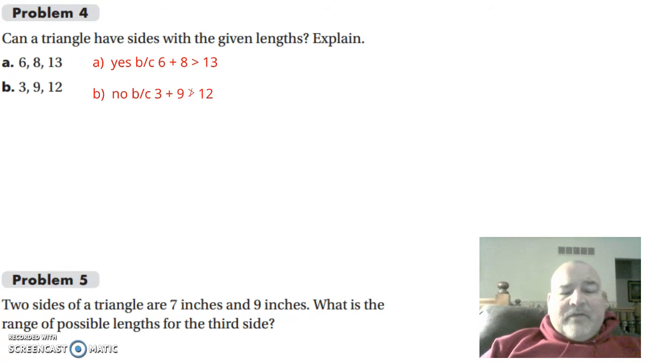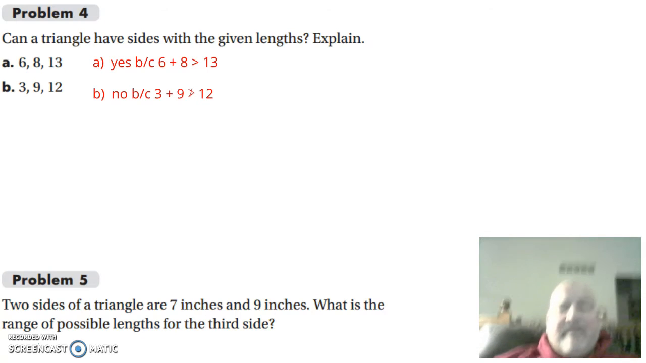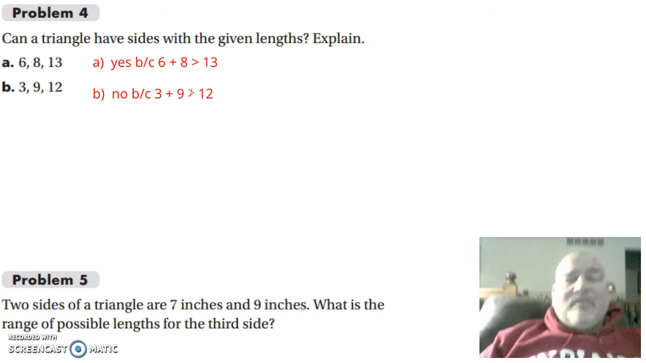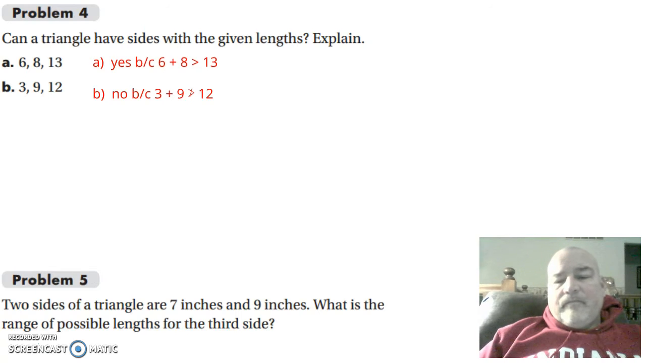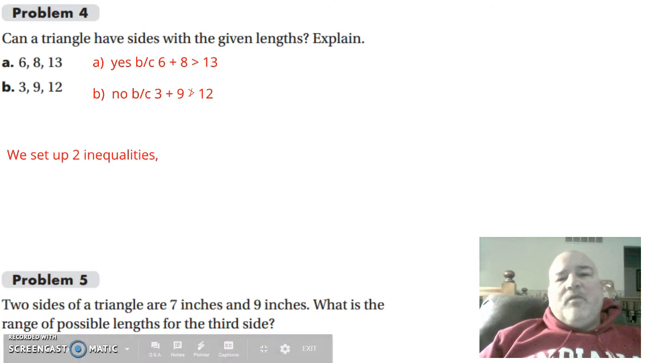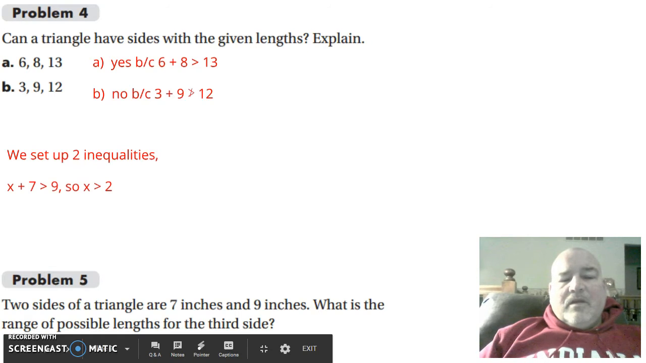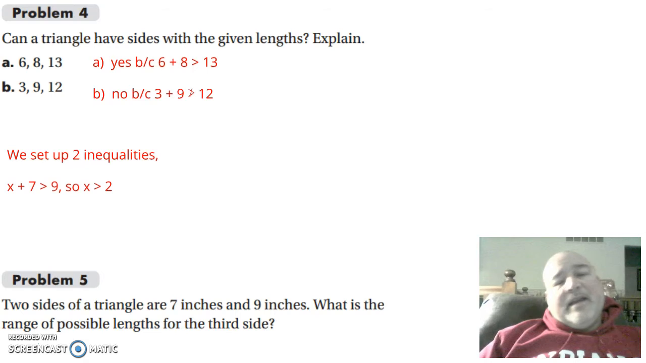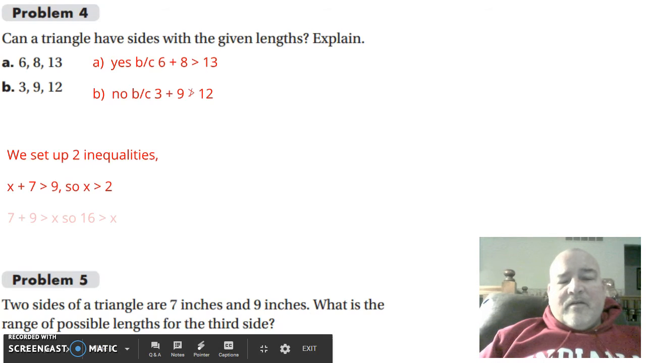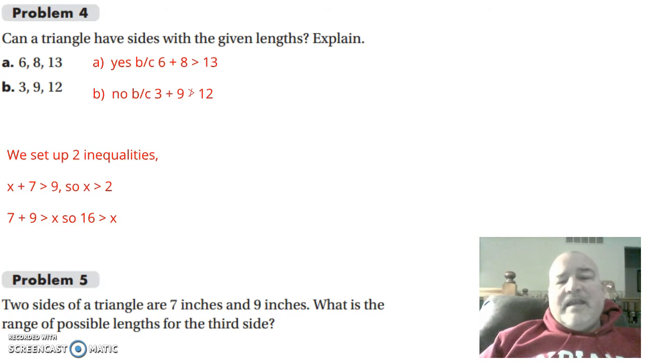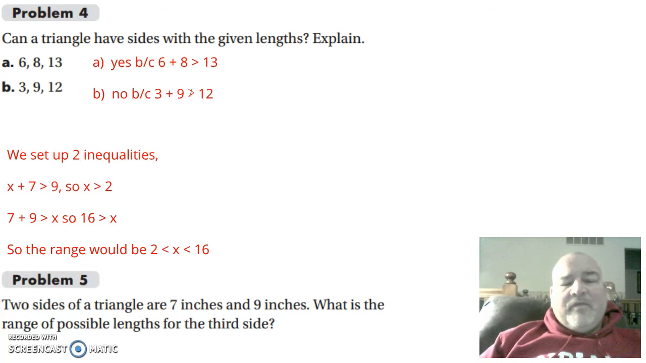The other thing I expect you to be able to do: two sides of a triangle are 7 inches and 9 inches. What is the range of possible lengths of the third side? We need to set up two inequalities. We're letting the third side of the triangle be x. x plus 7 has to be greater than 9. Therefore, x has to be greater than 2. The other triangle inequality we need is 7 plus 9 has to be greater than x. So 16 would have to be greater than x. So if we think about it like a range, 2 is less than x, which is less than 16.